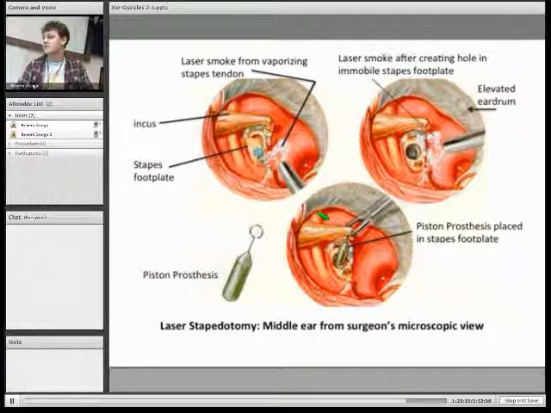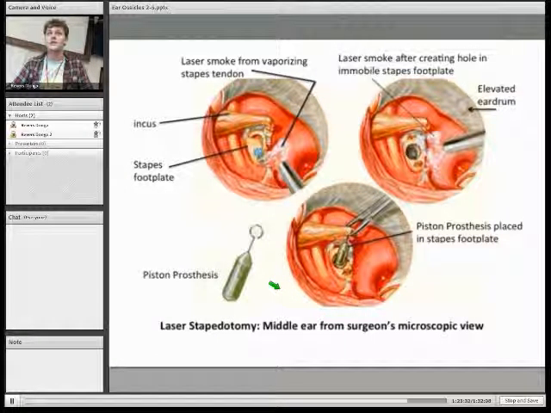And here we go, this is a nice picture we found showing the steps, and we get a piston prosthesis here, which we attach at one end to the incus, and at the other end goes through the hole that we've drilled in the footplate of the stapes. This will allow transmission of the kinetic energy from the incus through the oval window to the cochlea, where the process should then carry on as normal.